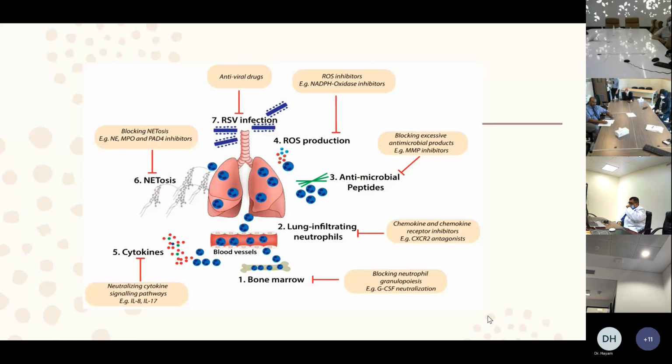Okay, next slide. So anyway, this is some of the things that I mentioned earlier, which are the things involved in the pathogenesis of the RSV in the lung. I think we don't need to go over it again. It's okay. We can pass this slide.